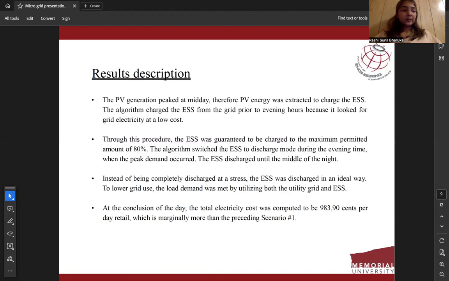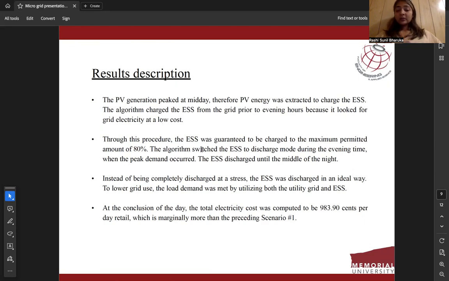The above results were based on photovoltaic batteries. The energy was stored in watts, and it was observed that the peak generation of the photovoltaic energy was at midday. Before photovoltaic energy was extracted to charge the storage system, the algorithm charged the energy storage system from the grid prior to the evening hours, because after the evening hours it looked for grid electricity at low cost.